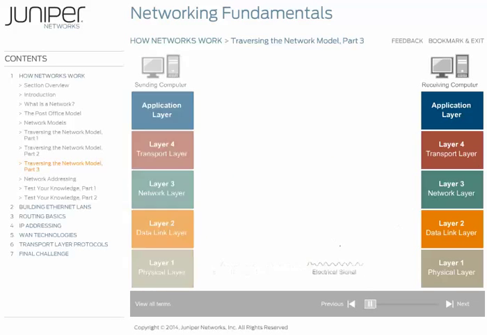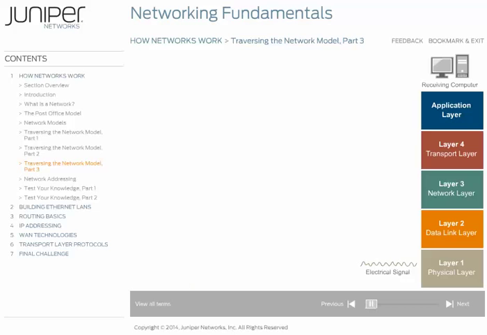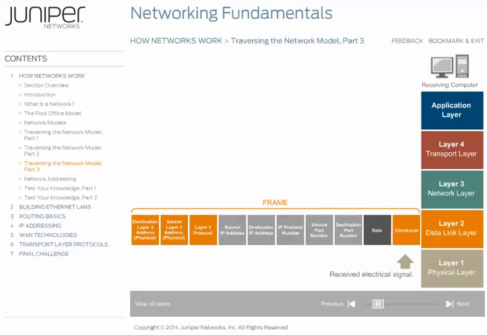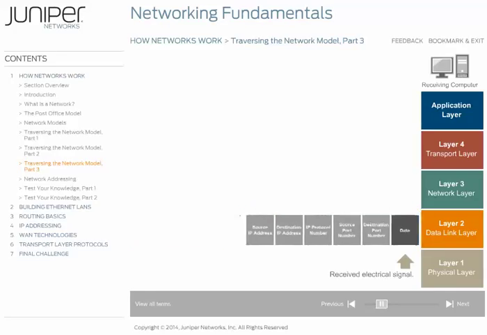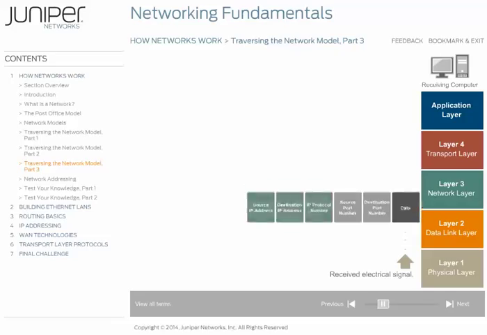Once the data arrives at the destination computer, it travels up the stack with each layer examining and removing the headers and trailers added by the corresponding layer on the source computer. The physical layer sends the bits up to the data link layer, where they are reassembled into a frame. The data link layer verifies the checksum and removes the layer 2 frame. It then sends the packet up to the network layer.